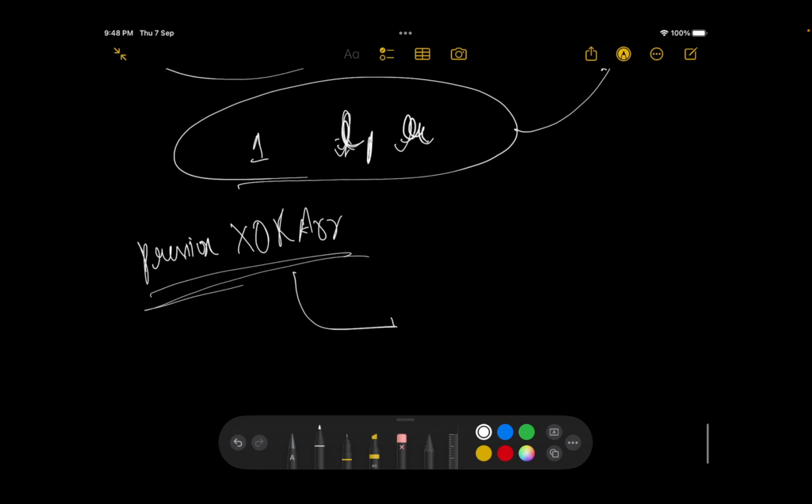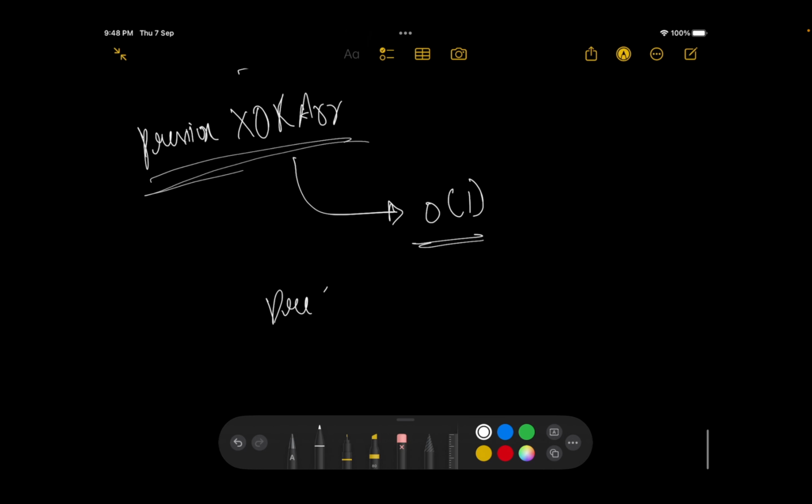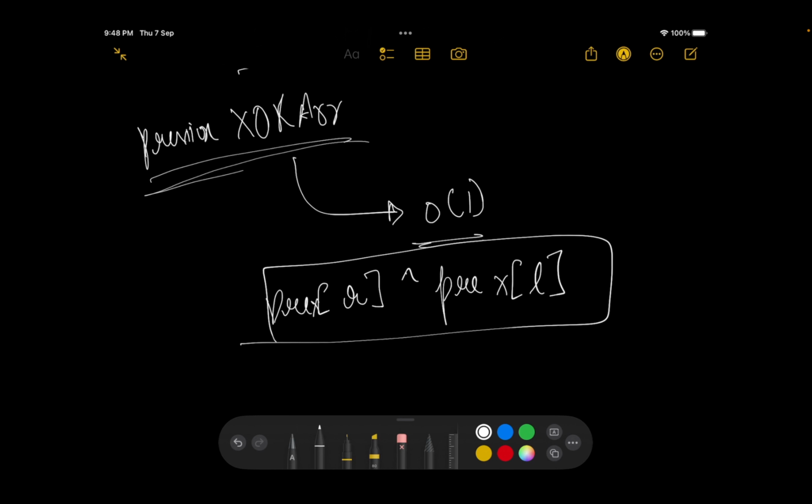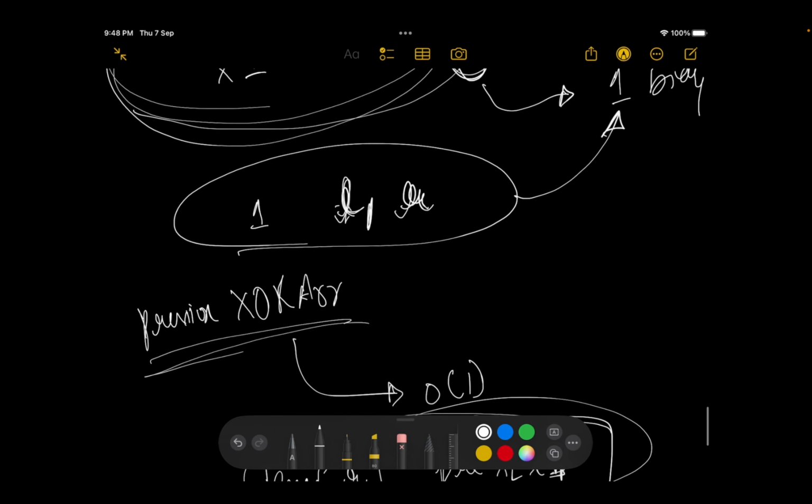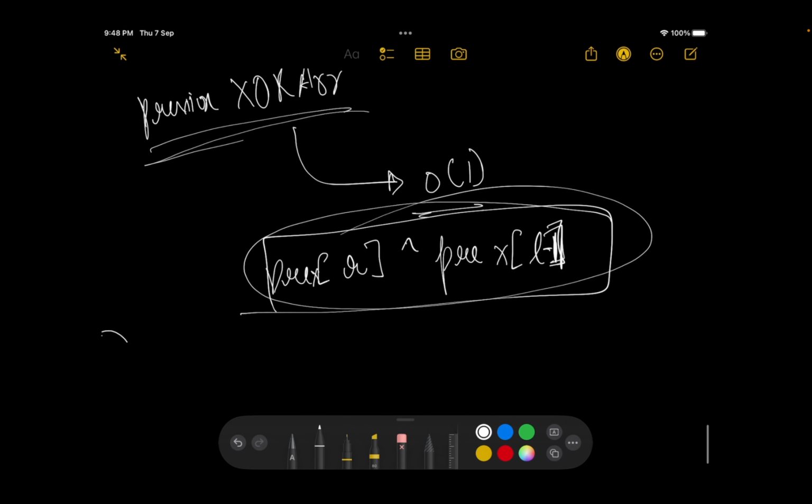So from this, in an order of one operation, I can just say that, okay, prefix of R XOR prefix of L would give me the XOR of all the elements from L to R, right? Or over here, it has to be L minus 1, sorry. Yeah. So this would give me the XOR of all the elements from L to R. I'll just XOR them to my x0 and to my x1 as well.